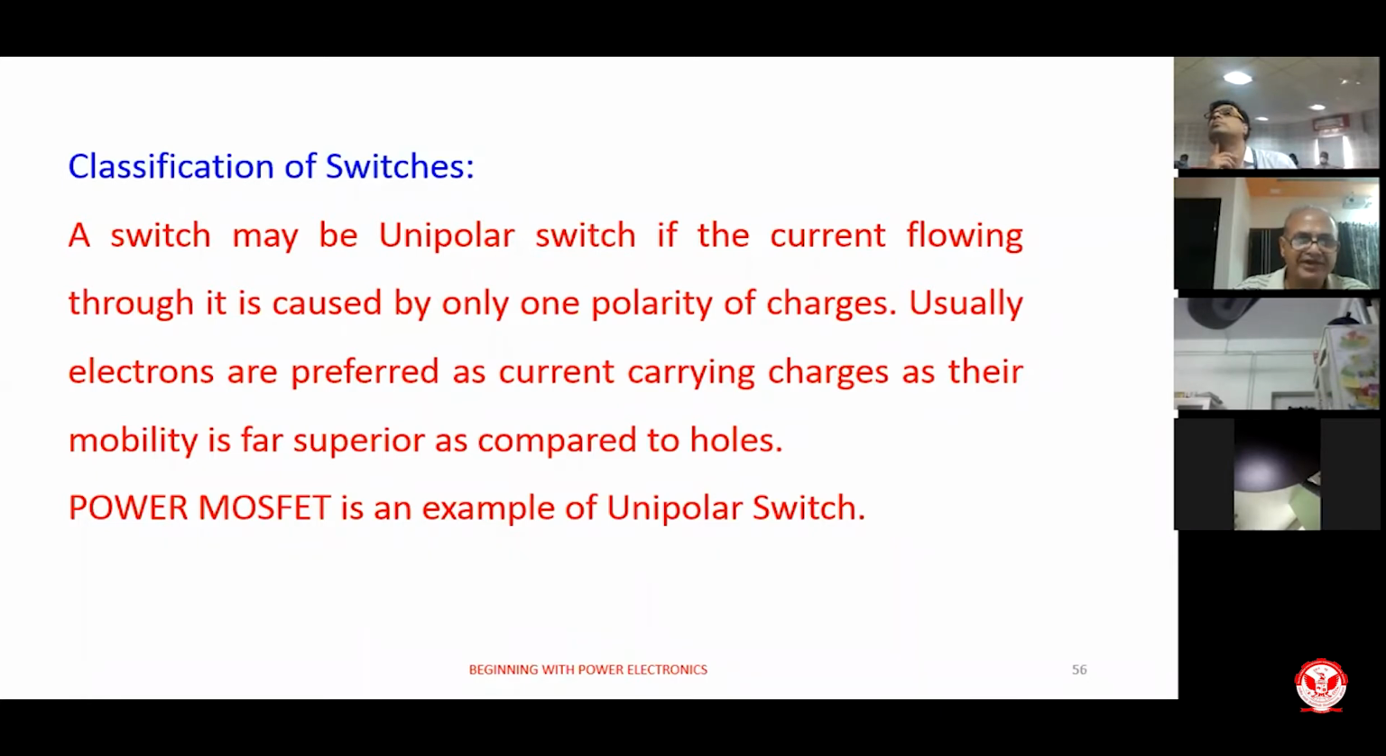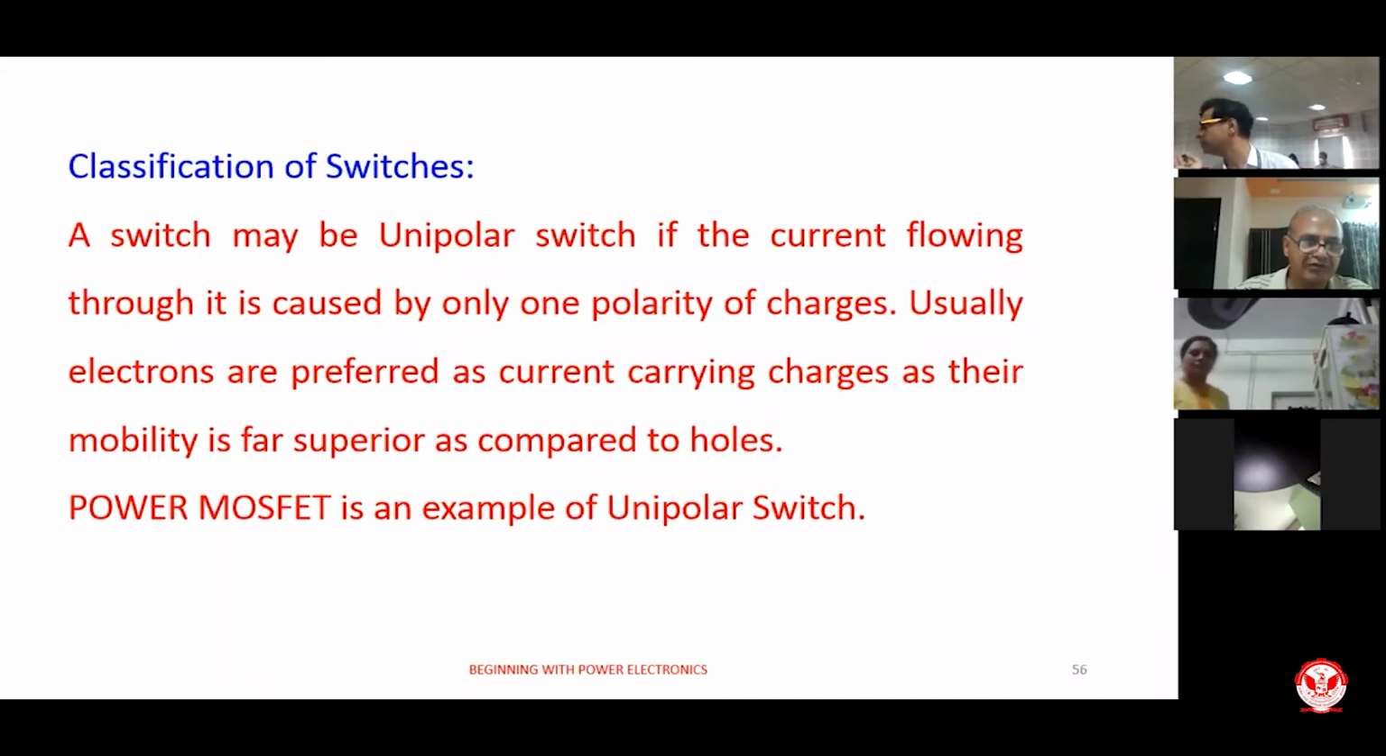The polarity of charge which we usually prefer in a switch is the free electron. The reason is very important. Free electrons have very good mobility, and switches constructed with this type of movement of charges are good in their dynamic performance. So the power MOSFET, as we all know, has very small turn-on and turn-off times. This is because we use the electron as the charge carrier.